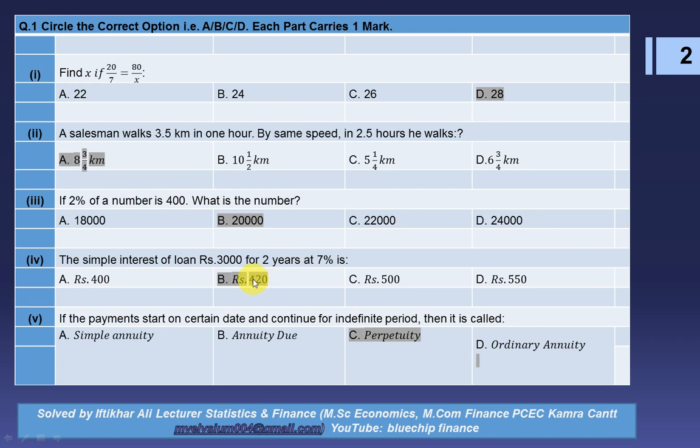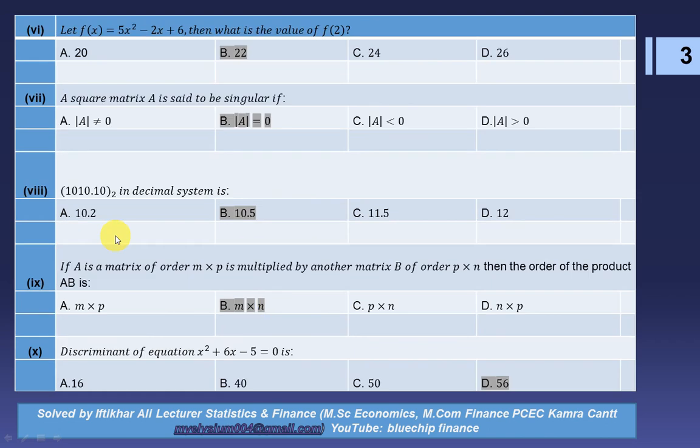Correct option is 420. Question number 5: if the payment starts on a certain date and continues for an indefinite period, then it is called, correct option is perpetuity. Let function of x equal 5x square minus 2x plus 6, then what is the value of the function at 2? Just simply put 2 instead of x and solve it. Correct option is 22. A square matrix is said to be singular if the determinant of that matrix is equal to 0. Correct option is option B.